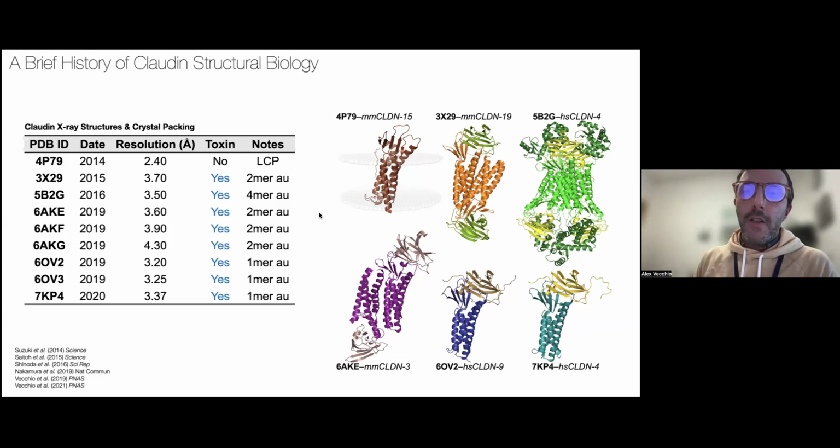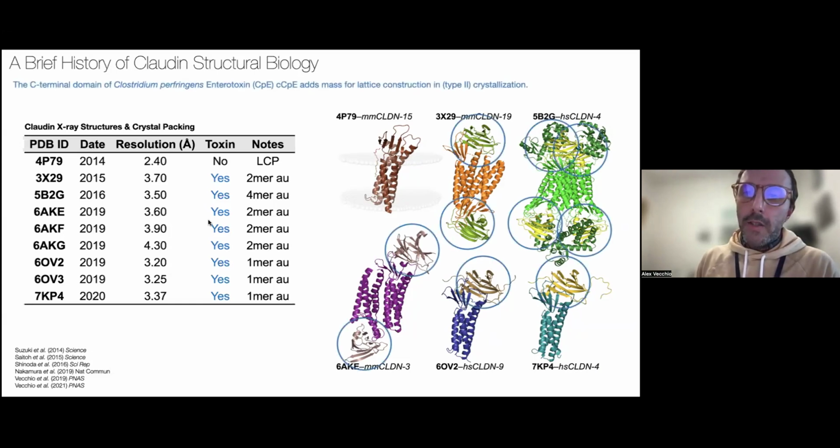This is all the claudin structures that have been determined prior to 2020. And what you can notice or appreciate here is that I have the claudin sort of colored all different colors, but there's very few structures, right? So the first one was published in 2014, and this was a lipidic cubic phase structure that was resolved to 2.4, but then all subsequent structures are much lower resolution.